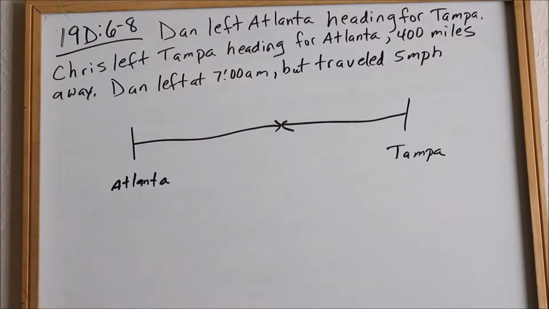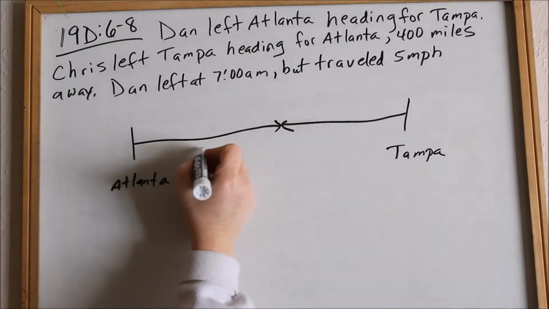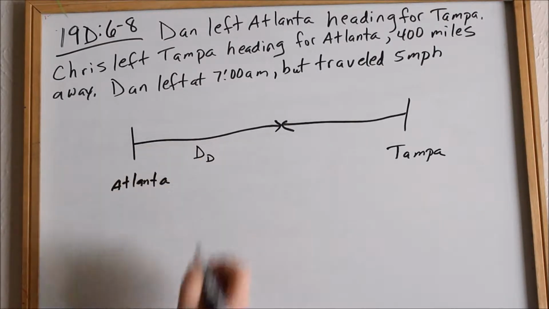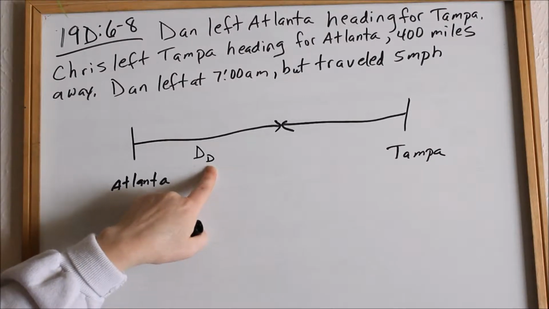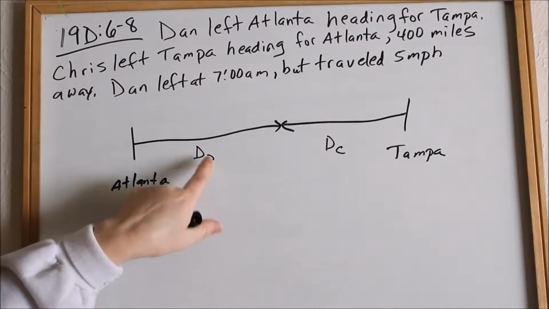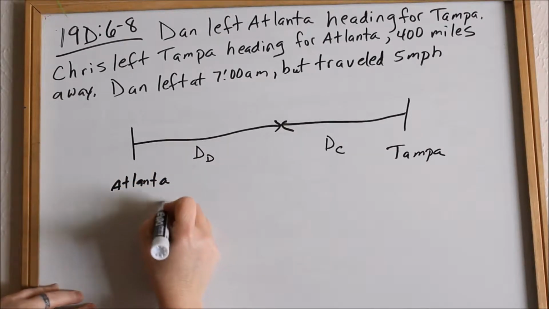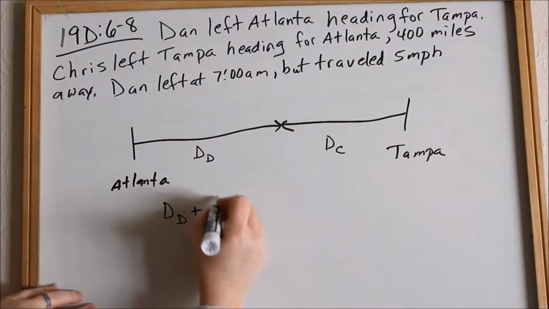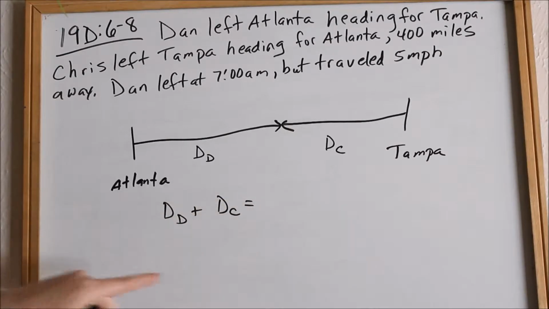Okay? So here we're going to have a distance for Dan. So that D represents Dan's distance. And here we're going to have a distance for Chris. So these two distances together, Dan's distance plus Chris's distance, will be the total distance.